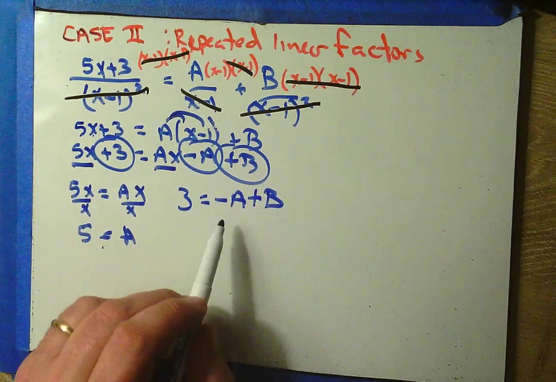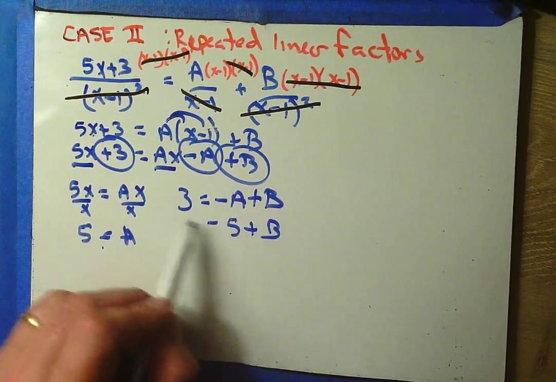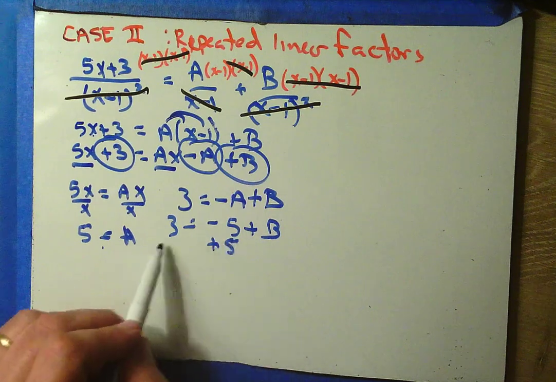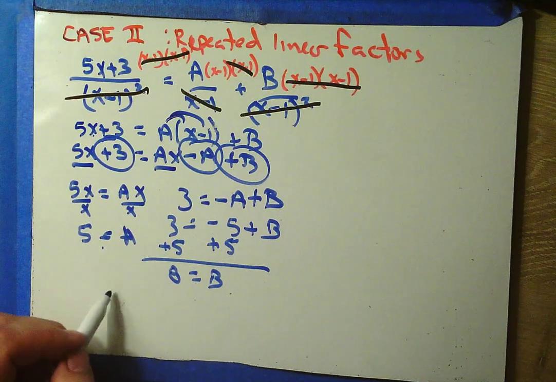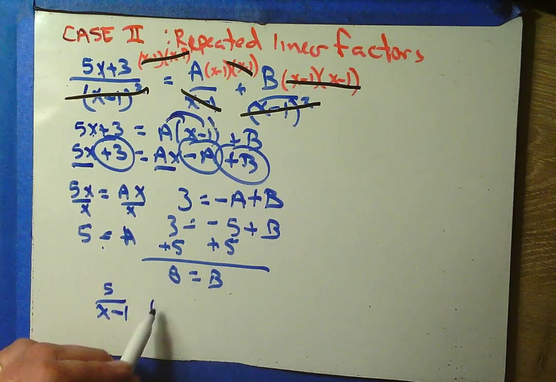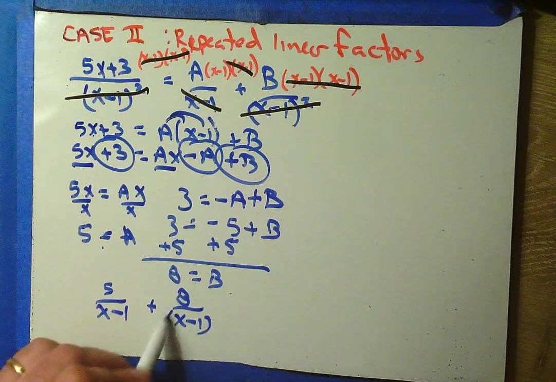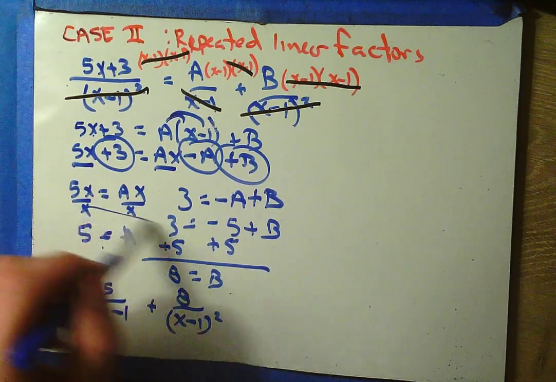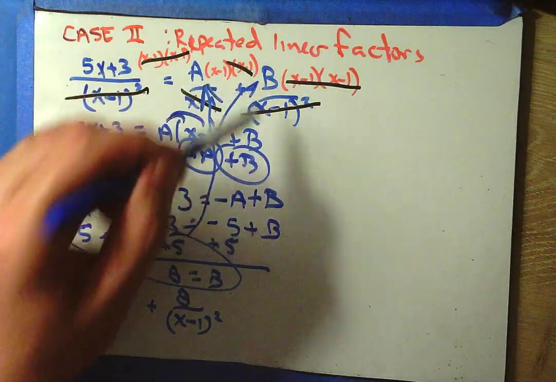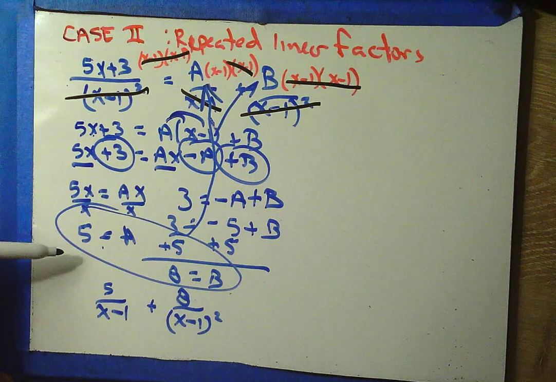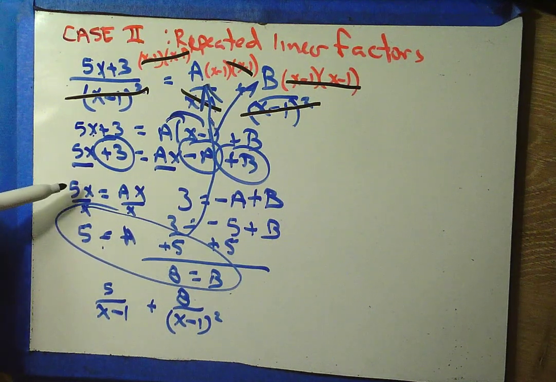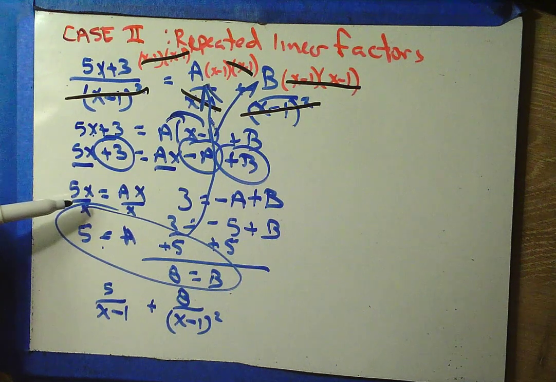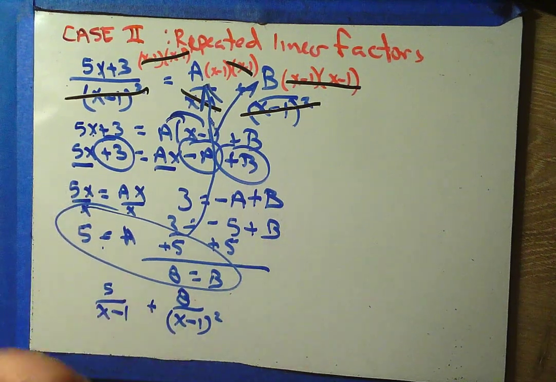We know a is 5, so negative 5 plus b equals 3. And we'll add 5 to both sides. Hey, look, we got those same values. We've got now 5 over x minus 1 plus 8 over x minus 1 squared. Remember, we have to take our a and b values and plug them back in up here. So that was using systems, and systems didn't seem so bad this time. It seemed a little easier than when we did it in case 1. And systems was actually kind of easy, maybe easier or as easy as magic numbers, I find in case 2.